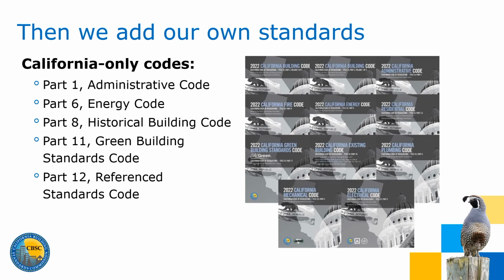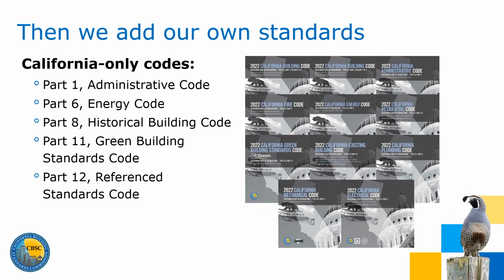Part 6 is developed by one agency only, California Energy Commission, and was established at the time when there was no model code available. Part 8 is promulgated solely by the California State Historical Building Safety Board, and there is no model code. Part 11 is developed by several agencies and contains green building standards for California.